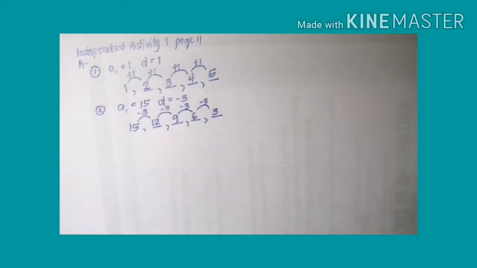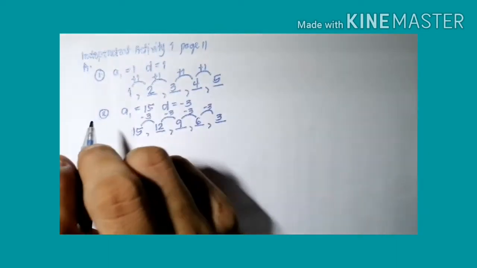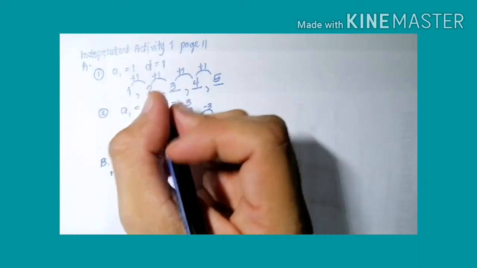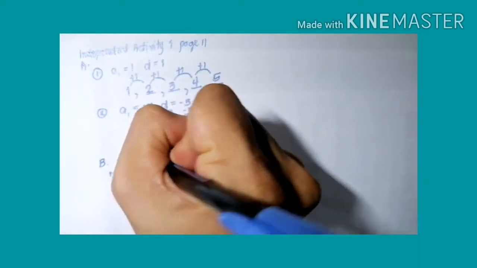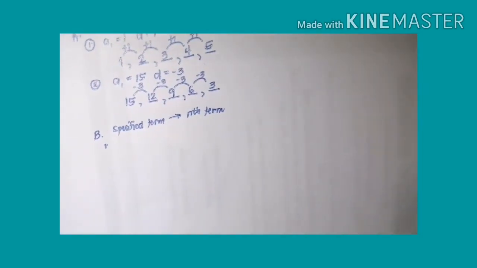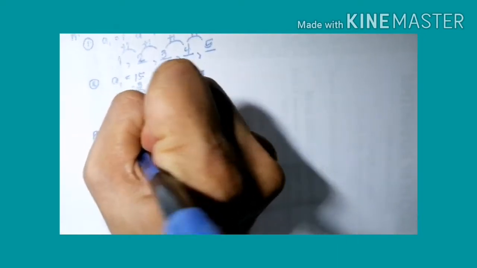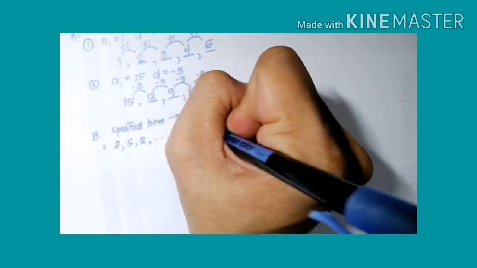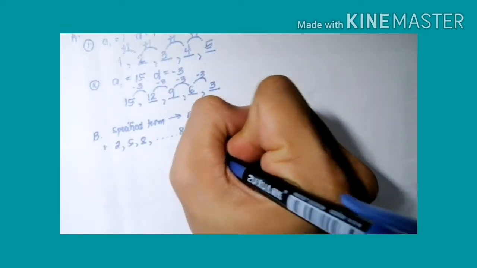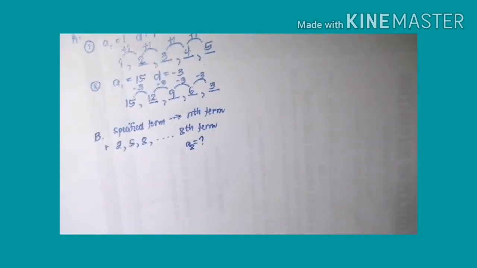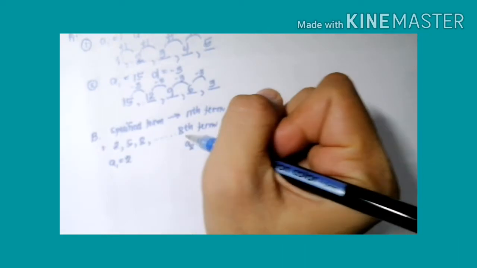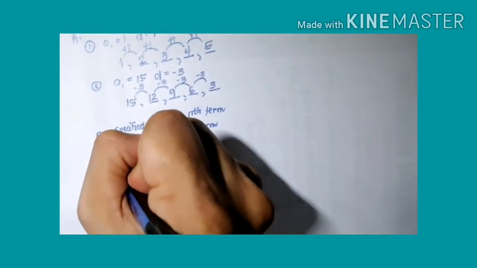And then for letter B, of the same page, page 11 of your independent activity 1, you have B, item number 1. We are asked to get the specified term. So when you say specified term, you need to get the nth term using the formula that we discussed. So we have 2, 5, 8 up to the 8th term. Meaning we need to get a sub 8. Now, let's have the given. A sub 1 is equal to 2. And since n is equal to 8, we need to consider the 8 terms.